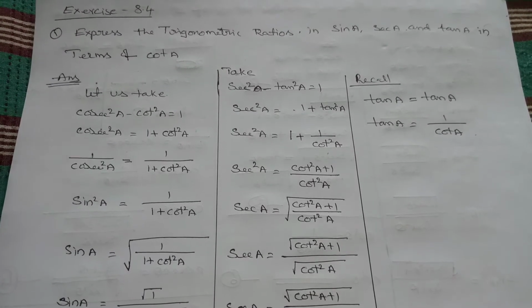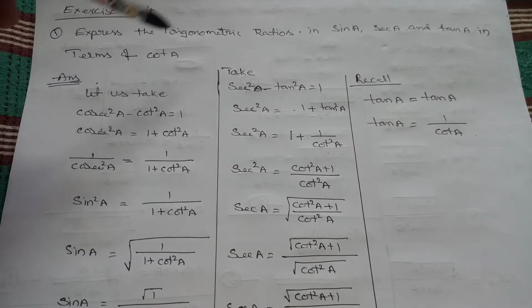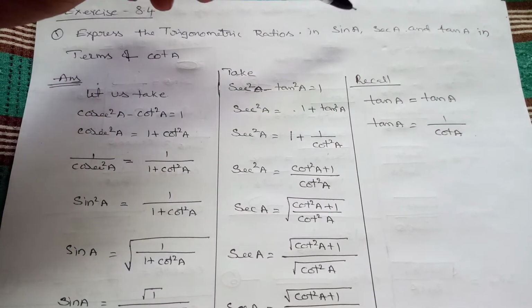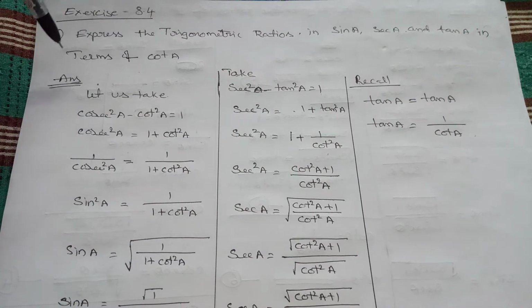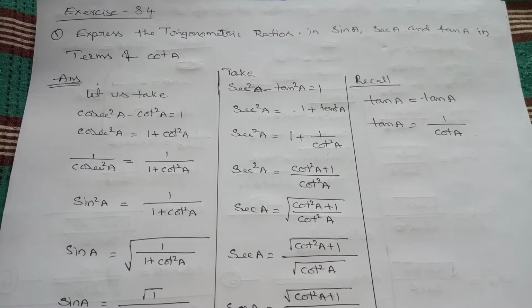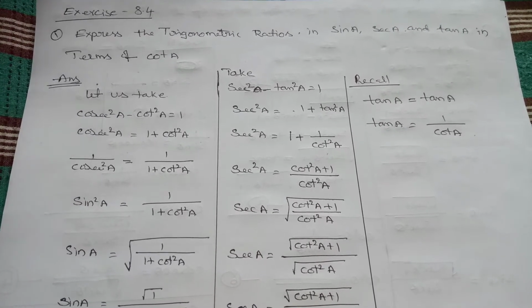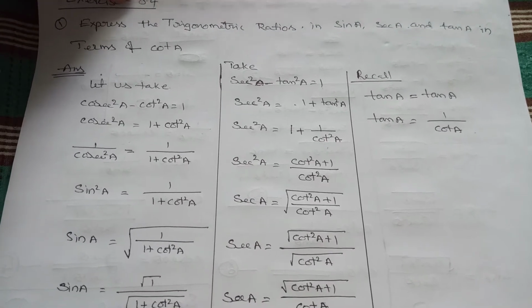Here is exercise 8.4. The first question is to express the trigonometric ratios sin A, secant A and tan A in terms of cot A. That means write sin A in terms of cot A. I will show you how to do this problem.